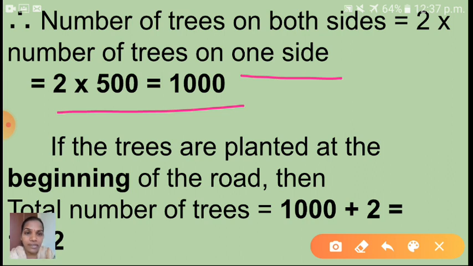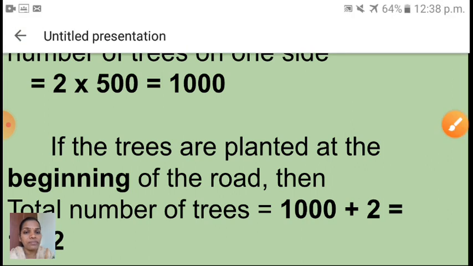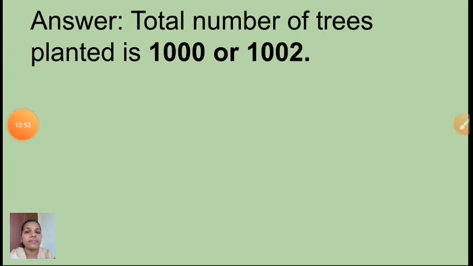Understood children? Shall I go to next now? Yes. So children, see here, this is your final answer. Total number of trees planted on both sides, that is 1000 or 1002. Okay, why 1000, why 1002, you know, isn't it children? Shall I go to next one?